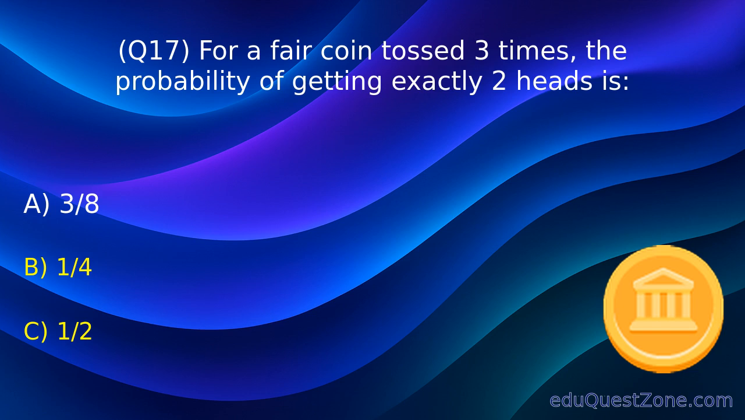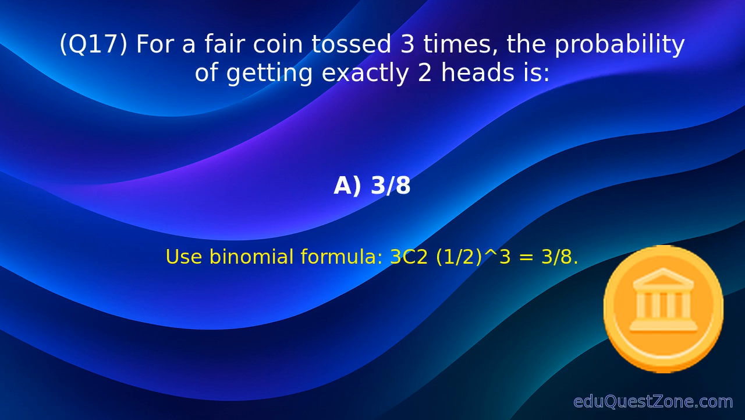Question 17. Probability of getting exactly 2 heads in 3 tosses of a fair coin. Option A: 3 by 8. 3 choose 2 multiplied by 1 by 2 raised to power 3 equals 3 by 8.